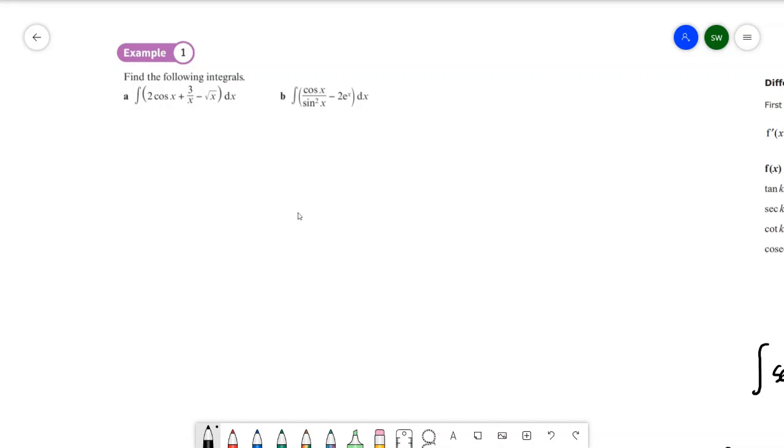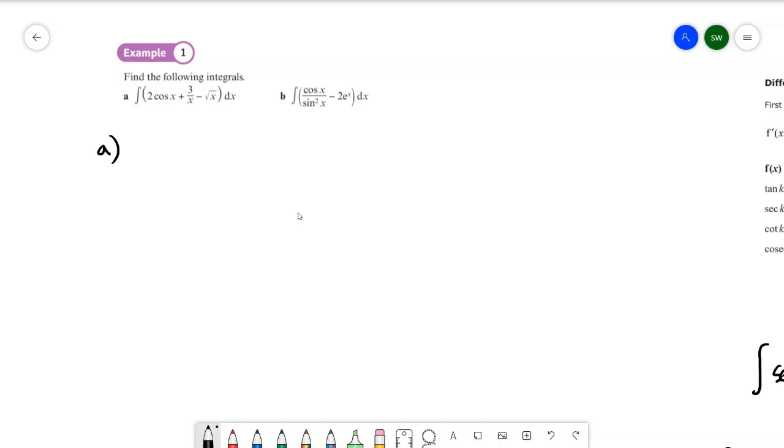In this example and also exercise A, you're going to use these standard integrals in order to find more complicated integrals. So in example A, we've got the integral of these three terms added together. A fact that you need to know is if you've got the integral of lots of terms added together, you can integrate each term separately.